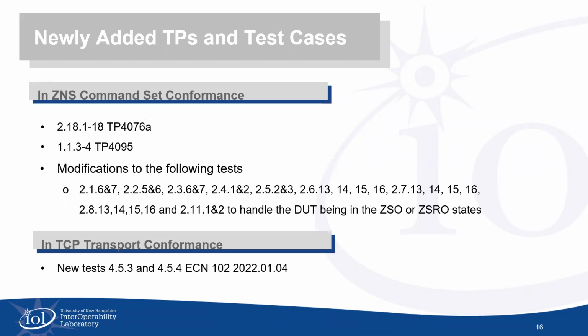We also had some changes that happened within the ZNS and TCP test suites. For ZNS, the large one was the zone random write area test that got added. This includes a couple tests for implicit flushes or explicit flushes, and also making sure the write pointer is incremented when doing writing in a zone random write area.